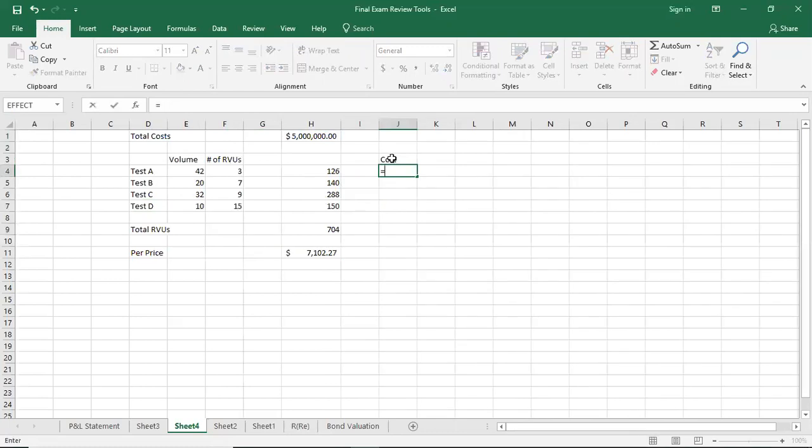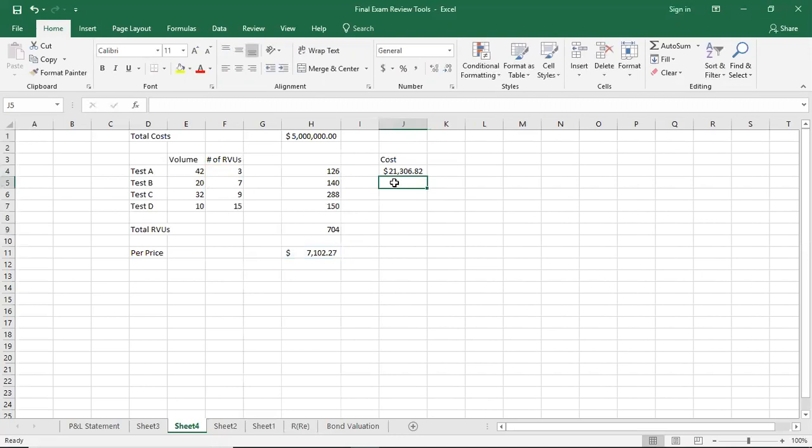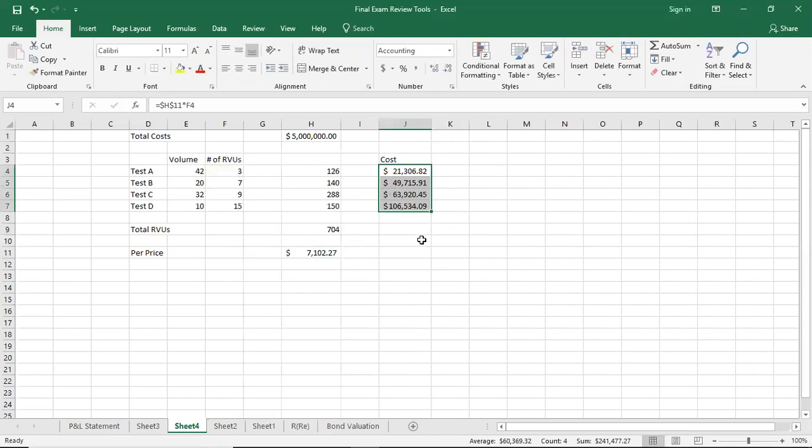So then to find the cost for each of these tests, you'll just take that per RVU price and times it by the number of RVUs for that service. So test A costs $21,000. And each of those you can pull down and then we'll see. Test B costs $49,000. Test C costs $63,000 and so forth. Once again, that should be equal to our total that we started with.